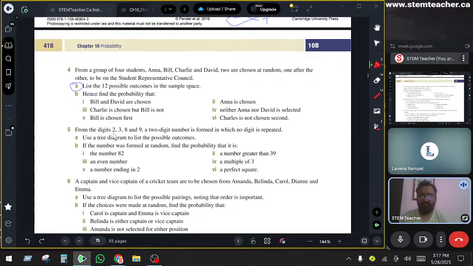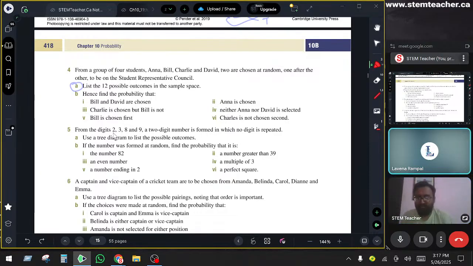Bill is chosen first. 3 over 12. Charlie is not chosen second. 9 over 12. Right? Thank you. Good. So with that you can understand it is easy with this tree diagram.